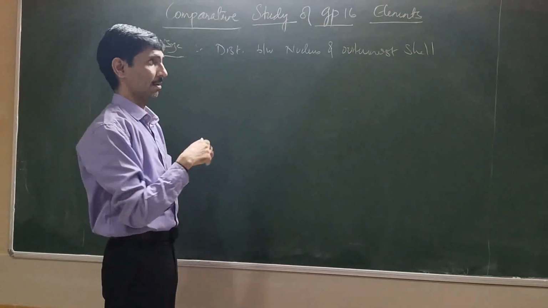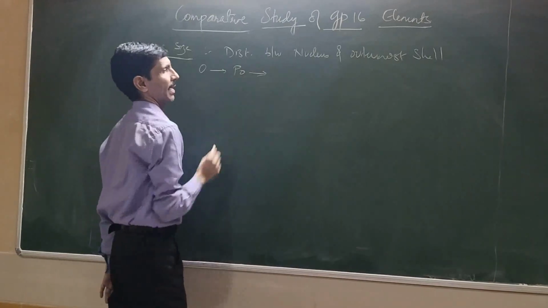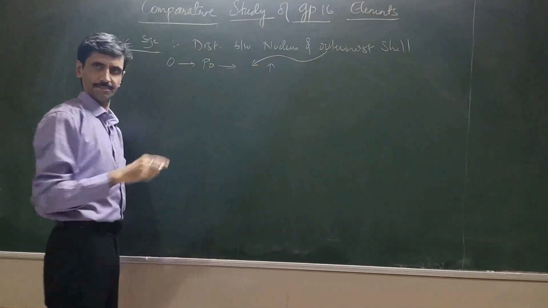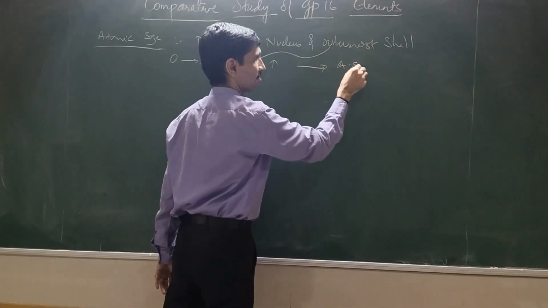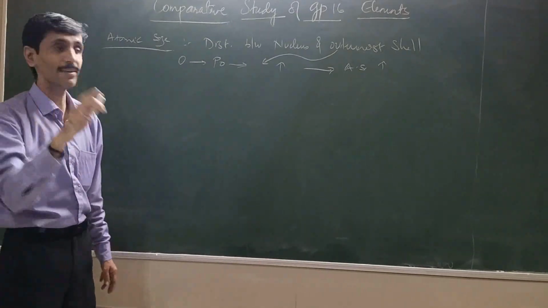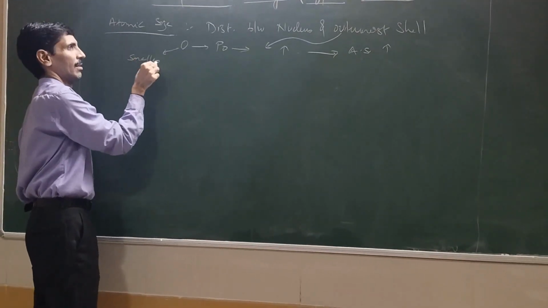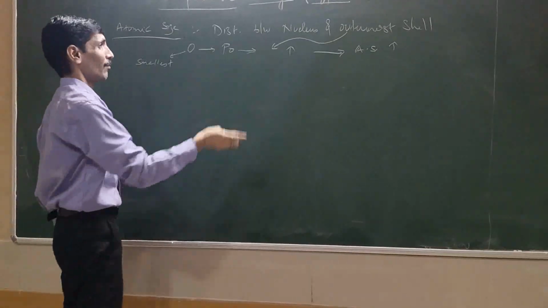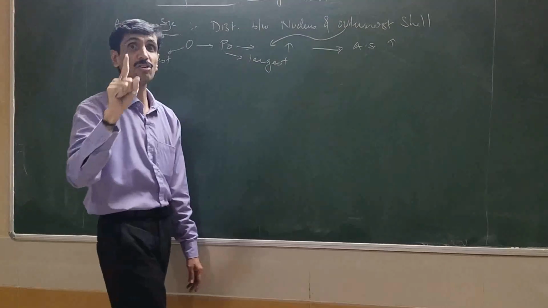Alright? So, it means that as we go from oxygen to polonium, the outermost shell goes on increasing. And therefore, we say the atomic size also increases in that particular order. So accordingly what we say is, oxygen is going to be smallest because it's having only 2 shells, and polonium will be the largest because it has got 6 shells amongst group 16.